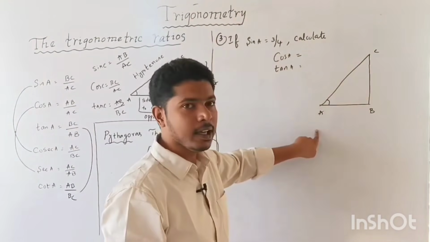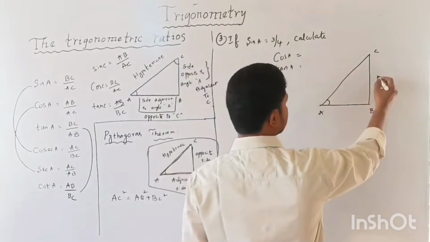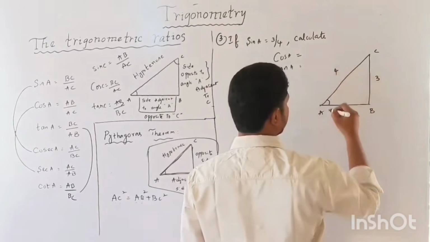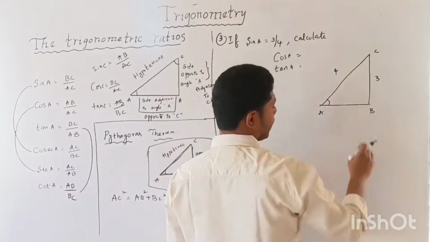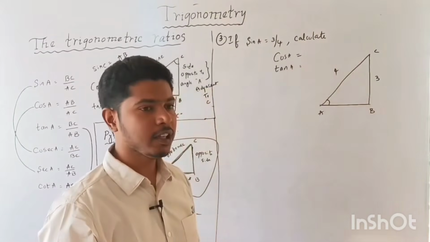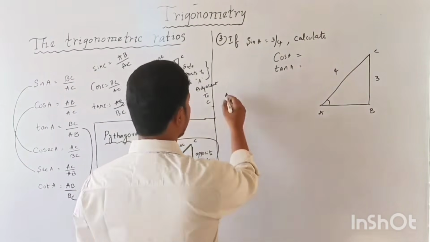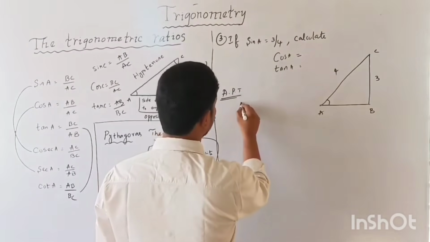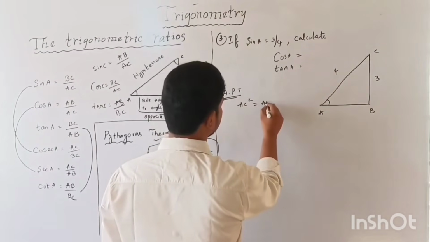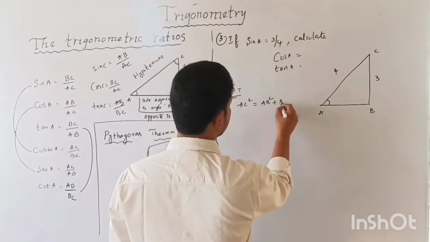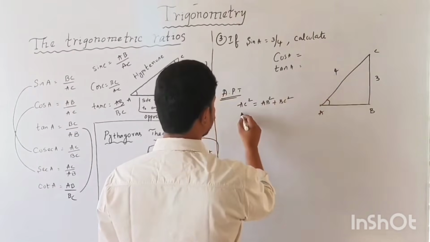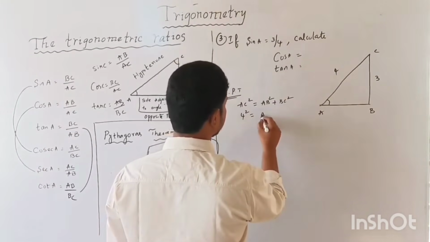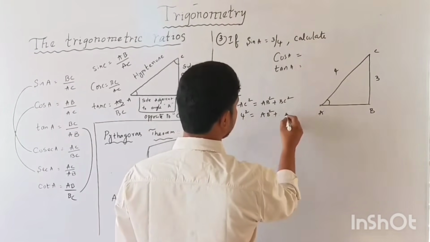For angle A, the opposite is... hypotenuse is. Now we have to find AB. With the help of the Pythagoras theorem, we can solve for AB. According to Pythagoras theorem, AC square is equal to AB square plus BC square. That is, 4 square is equal to AB square plus 3 square.